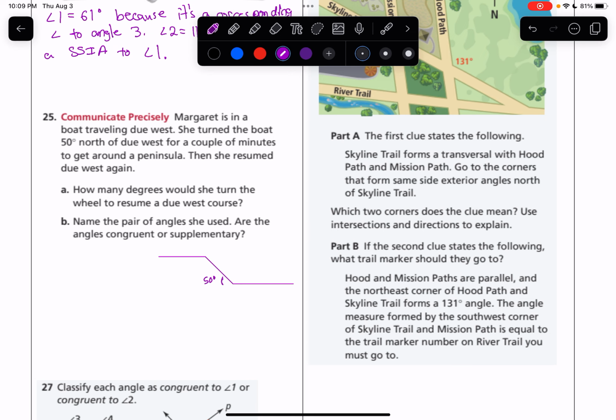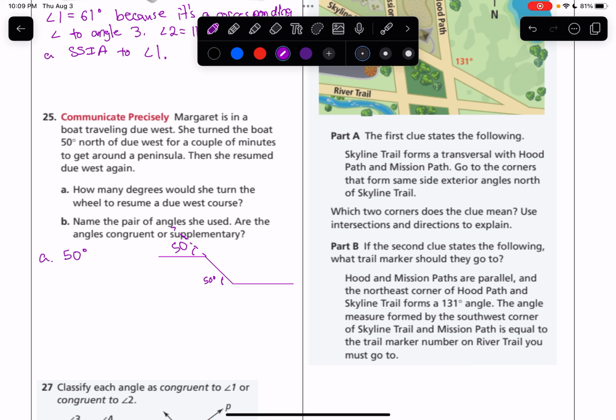Well, if we turn the wheel 50 degrees this way, here, let me get my pointer. If we turned 50 degrees this way to move upwards to get around that peninsula, then we would have to turn the wheel 50 degrees the other way. Let me draw in some dotted lines to show you, right? I would keep going this way unless I turned the wheel 50 degrees in the other direction to go back west again. So A is going to be 50 degrees.